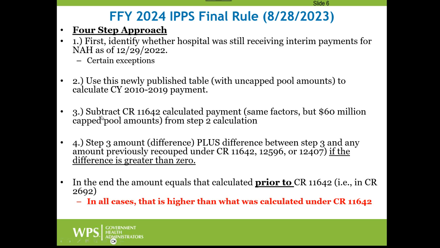So step 3, subtract this payment from the other payment. And that's always going to be a positive difference because, again, this CR 11642 was a lower amount. It had a lower cap. So there's going to be a difference here. That's number 3. Number 3 is a difference between these two payment calculations.